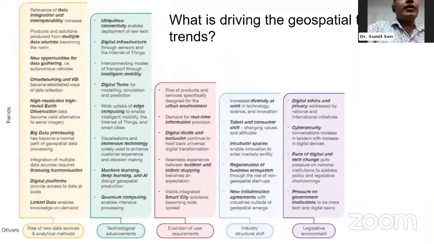These are some trends. I'm not going to read them out, but the idea is that there are some trends in geospatial technology that are driven by different factors, and we will leverage these factors so that we can make best use. Can we go to the next slide, please?